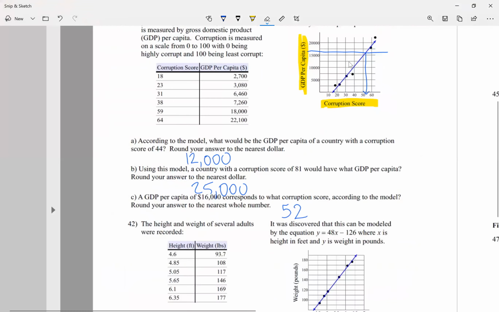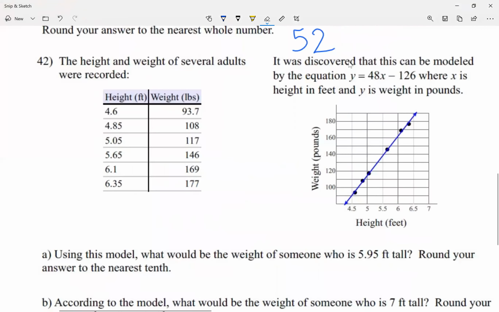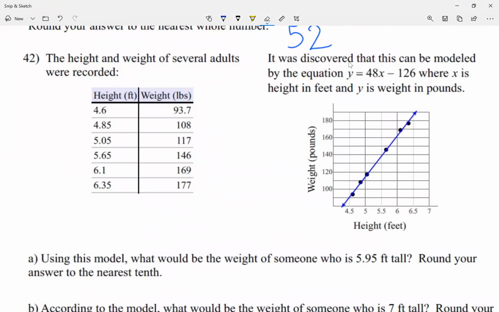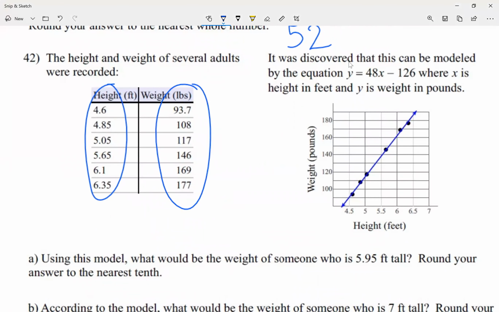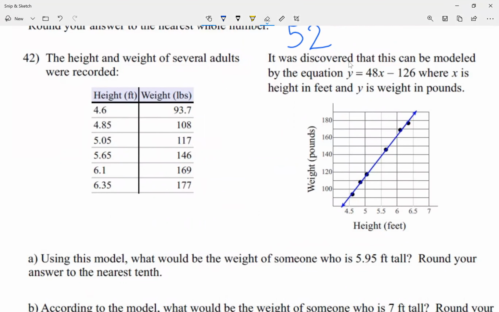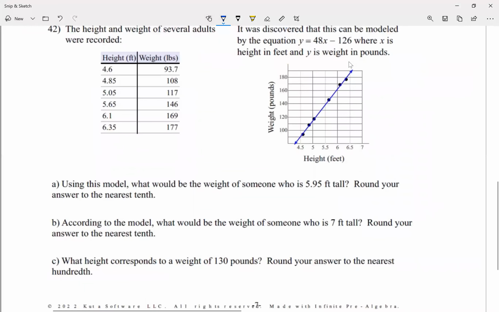Now let's take a look at question number 42. It talks about the height and weight of several adults. It gives me a table. We can see a table, right? It talks about the height of a person and the weight of a person. And I can see it also as a graph. It even gives me an equation, but I'm not going to work on the equation for today. Using this model, I'm going to look at question number 8. Using this model, so looking at the information that I have here, what will be the weight of someone who is 5.95 feet tall? So it's a little less than 6 feet.